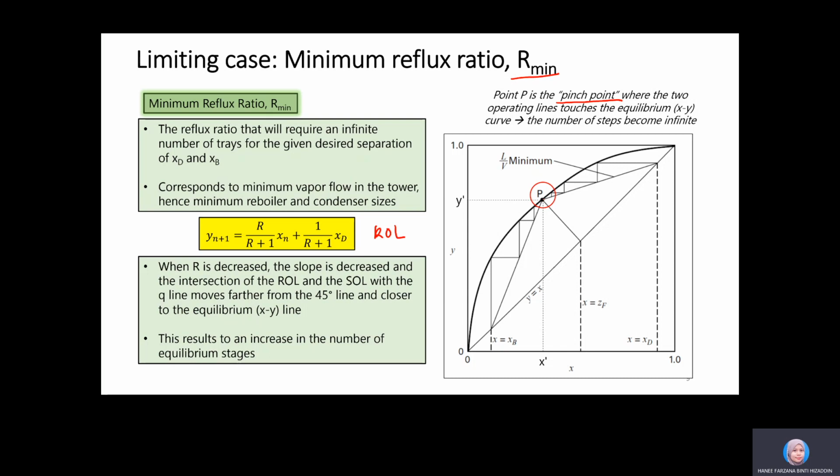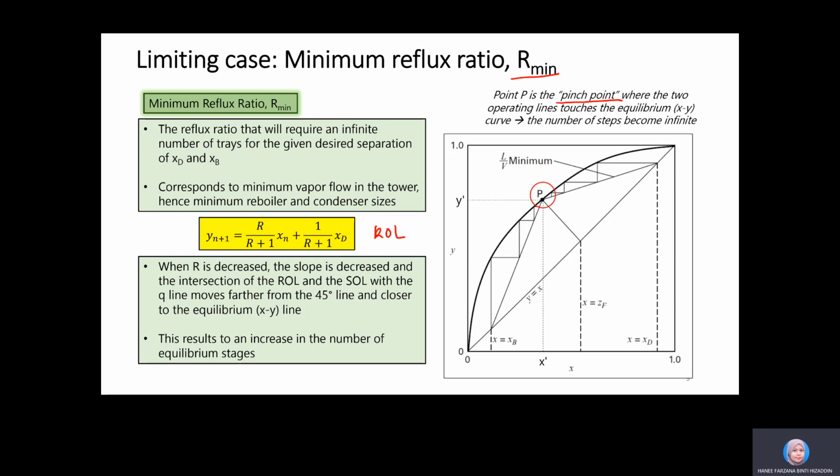You cannot reduce the R any further, because if you reduce the R any further from the feed line, then you will cross outside the VLE curve, and it will no longer be thermodynamically consistent. Okay, so that's why this is the pinch point. This is the limit to which you can reduce your reflux ratio.